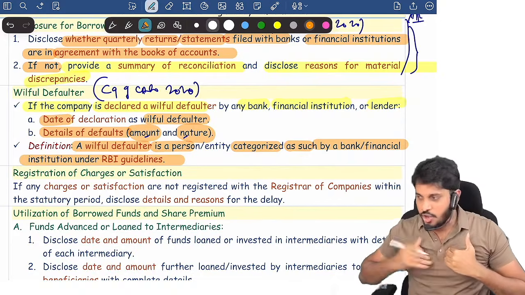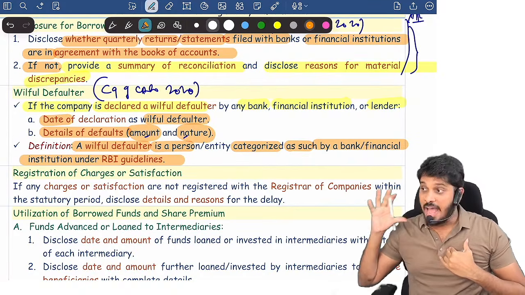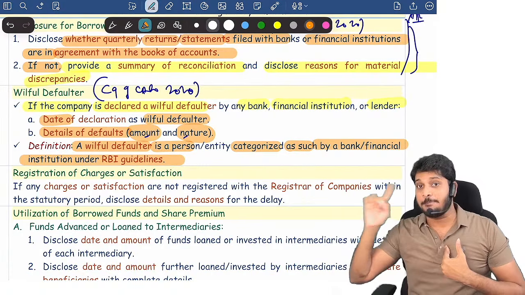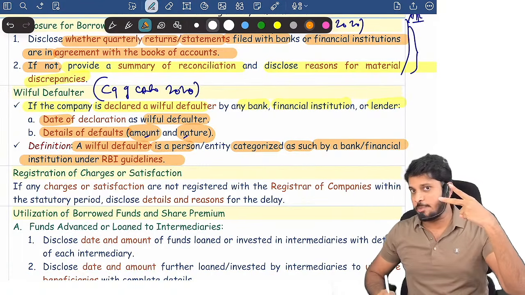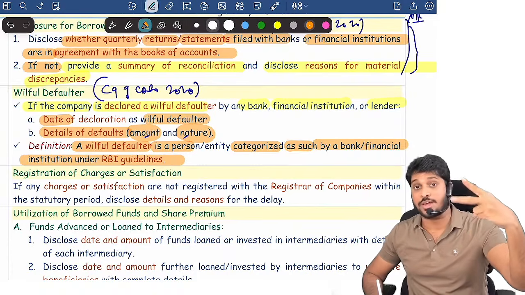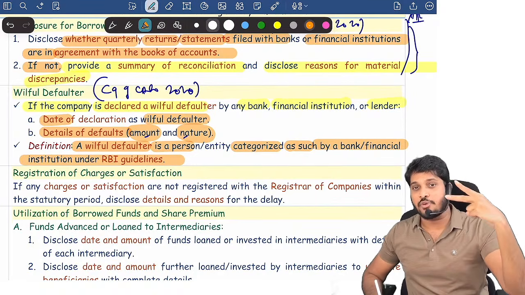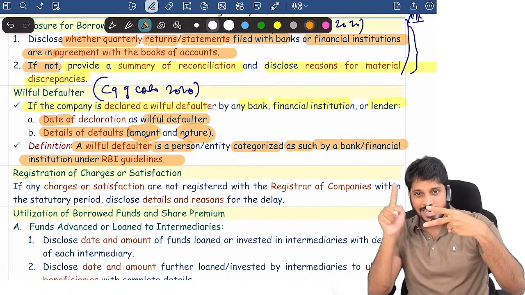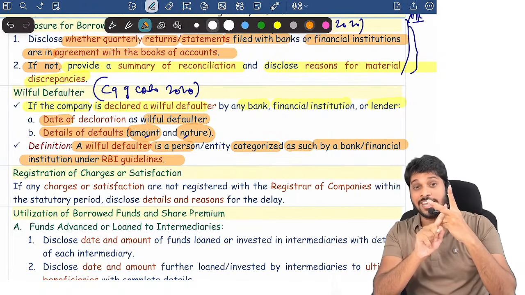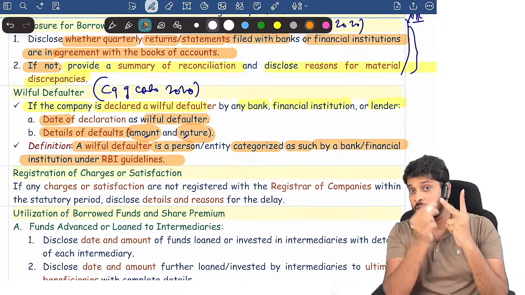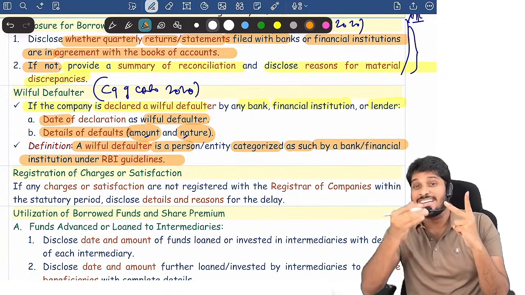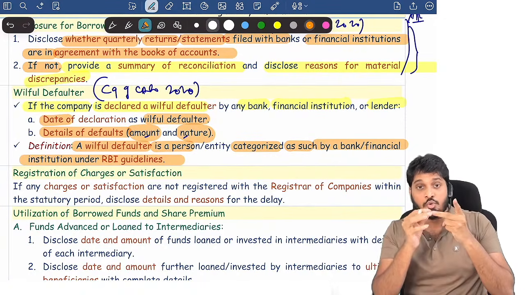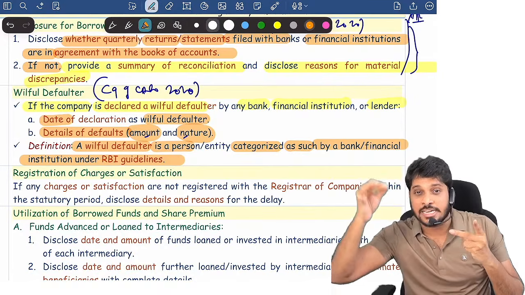If I am doing the audit of a company, and that company was declared as a willful defaulter by a bank, what do they need to do? Two things they need to mention. In the financial statements, notes to accounts, as additional regulatory information, they need to disclose: one, the date on which they were declared as a willful defaulter; two, details of what exactly they defaulted, what amount they defaulted, what is the nature of the amount they defaulted. For example, amount 1 crore defaulted, nature of amount, working capital limit with ICICI Bank, it is defaulted.